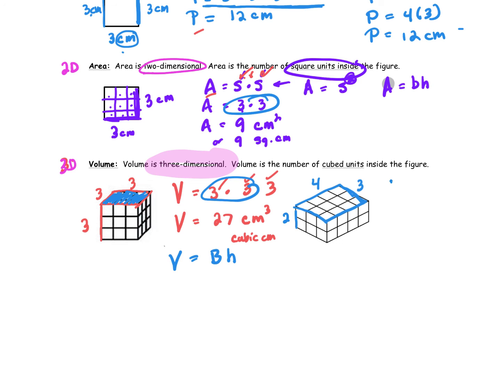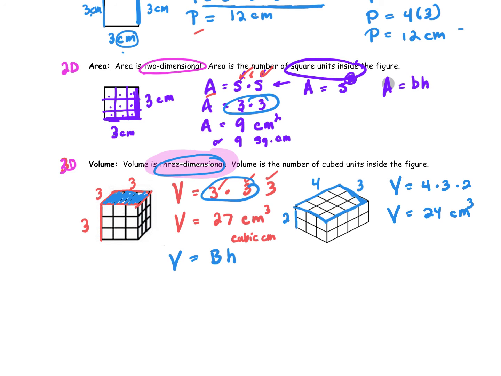So volume for my rectangular prism, remember it's 3-dimensional, so I'm going to write 3 numbers. It would be 4 times 3 times 2. And so the volume, 4 times 3 is 12, 12 times 2 is 24, and we would write centimeters cubed, to the 3rd power, our cubic centimeters.